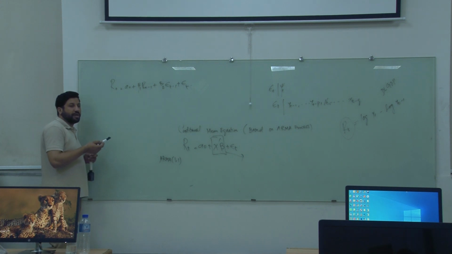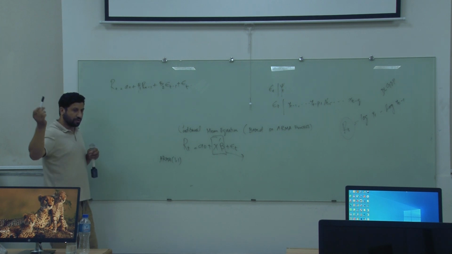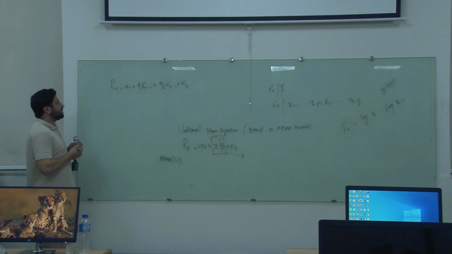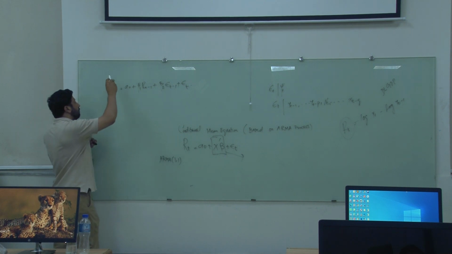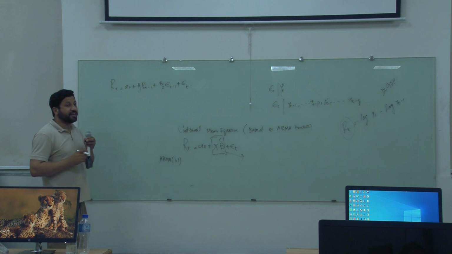Could be more than this one. It could be ARMA(2,2), ARMA(3,3), ARMA(4,4), (5,5), and so on. This is the conditional mean equation. Now the other one is the conditional variance equation.